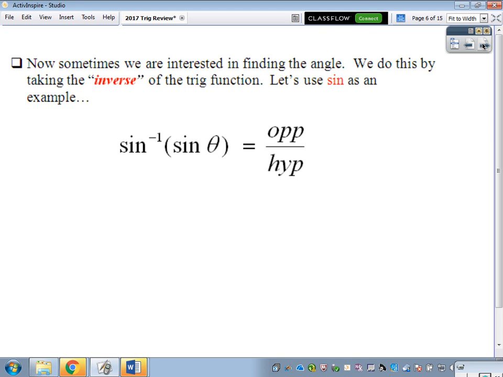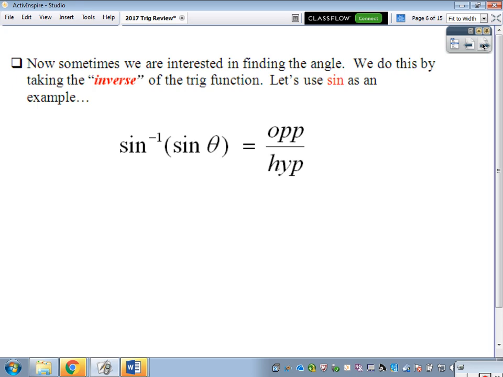Okay, good. So then what would we need to do if we need to get theta by itself? Hint, it's on the board. We would take the inverse sine of the sine of theta to get theta by itself. That's what we would do.